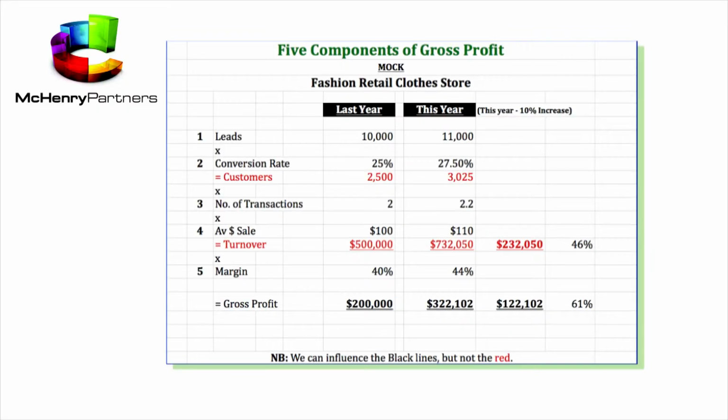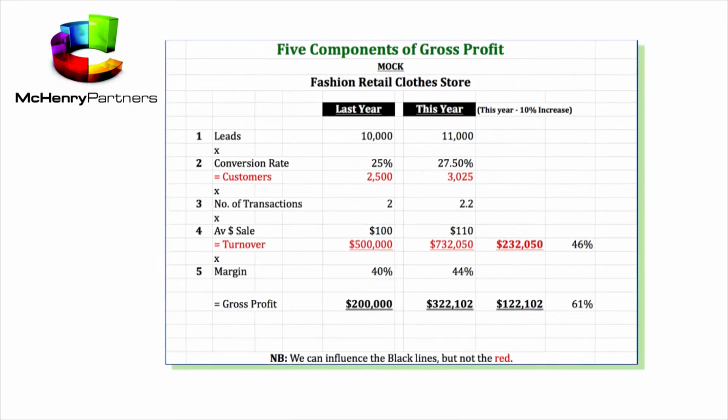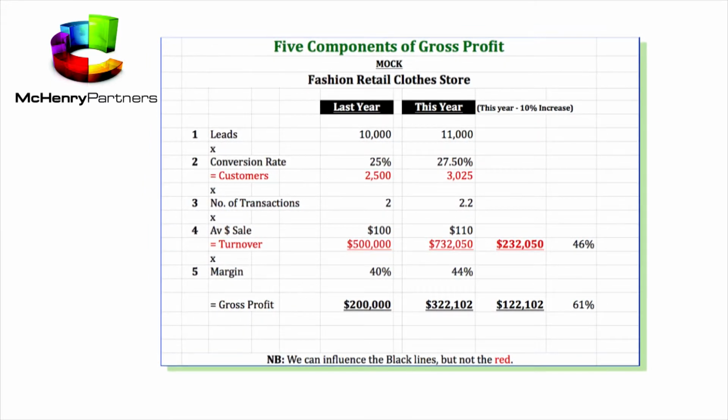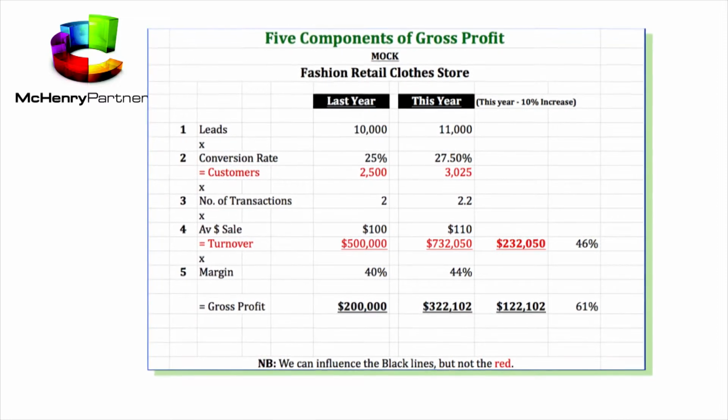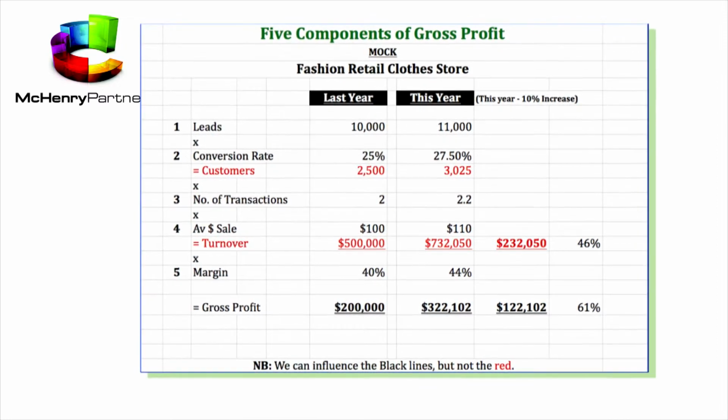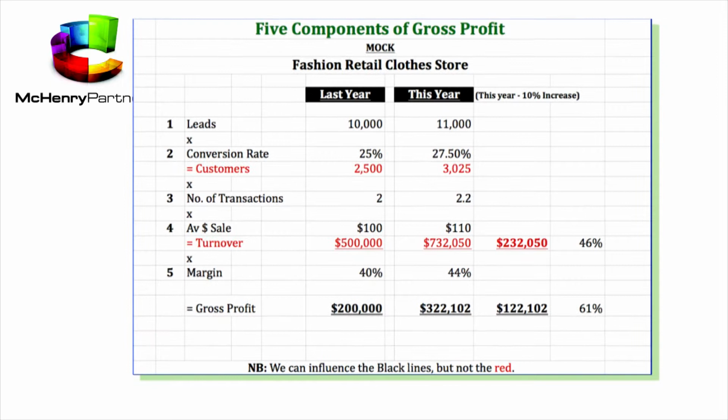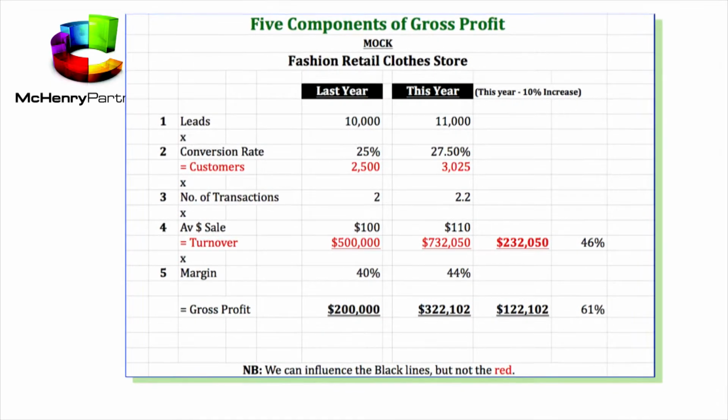Now let's look at the financial effect if marketing initiatives can increase each of these components by 10%. Leads increase to 11,000, conversion rate increases to 25.5%, number of transactions to 2.2 on average, the average dollar spend to $110, and the margin to 44%.